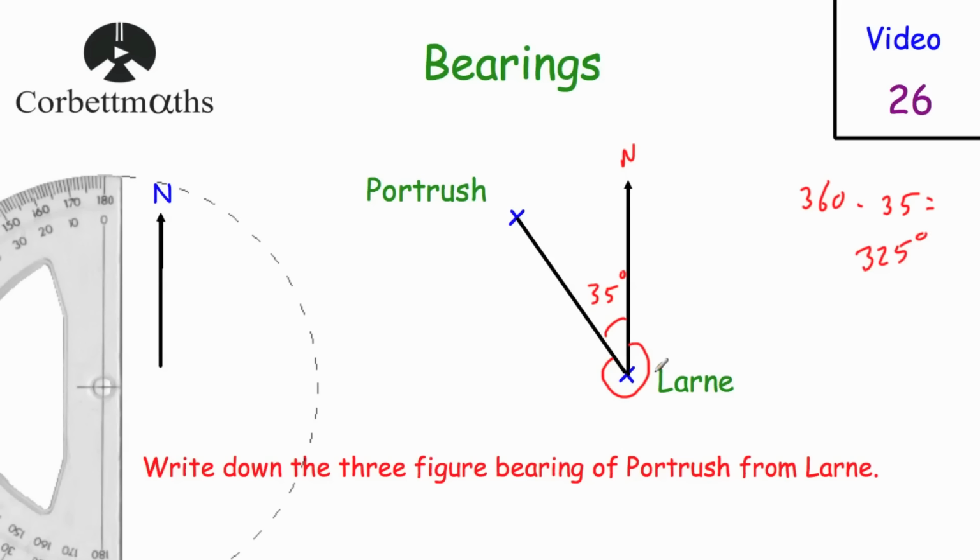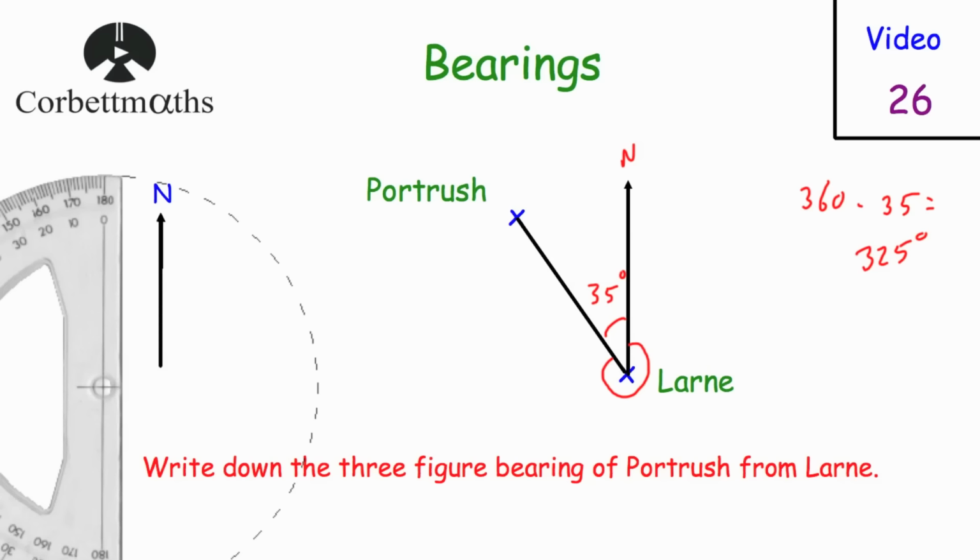So that means that this angle is 325 degrees, and that would be our bearing, because it's the angle measured clockwise from north all the way around to the line joining the towns. So our answer would be 325 degrees. So that's one approach. Another approach is to measure that reflex angle.